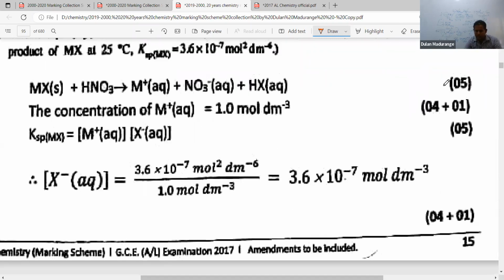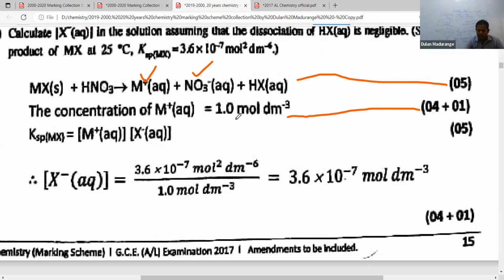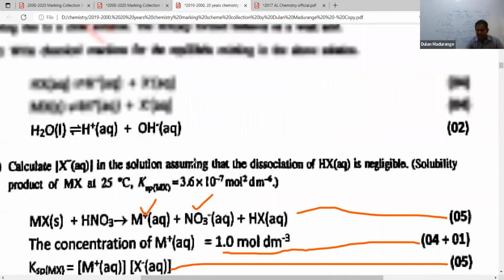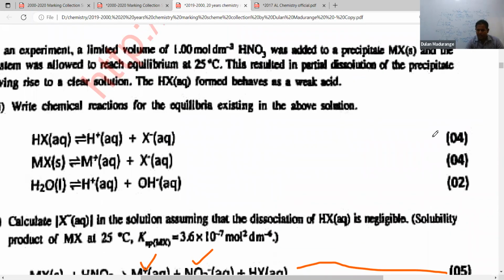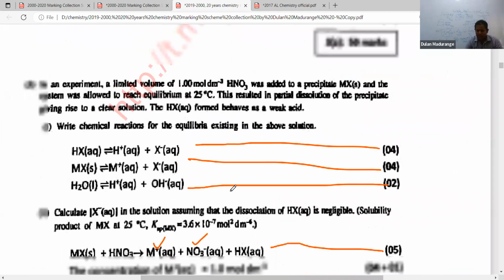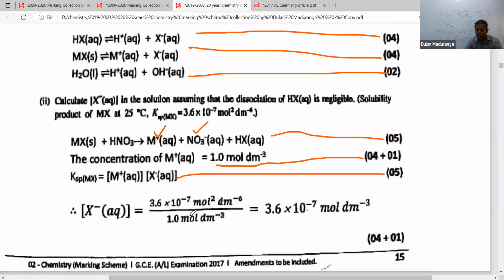So first of all you get 5 marks for the reaction between nitric acid and MX, giving M plus NO3 minus as it's a salt. Then 4 plus 1 for the consideration of M plus. And then here you have the Ksp expression. So you're having equations for HX weak acid and MX dissolution in water. What is a weak acid which will dissolve, right? Okay, and then they check the marks for X aqueous also. This is 4 plus 1.